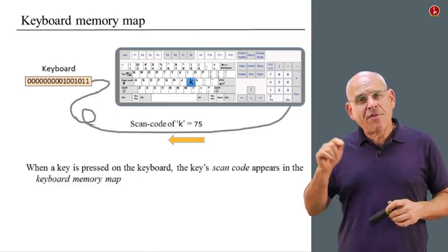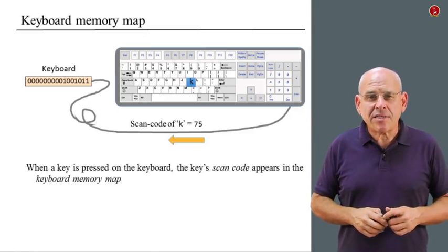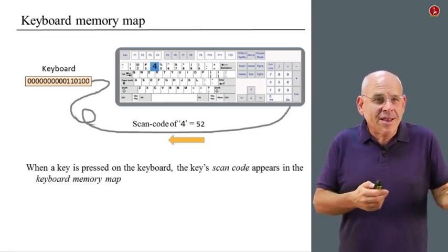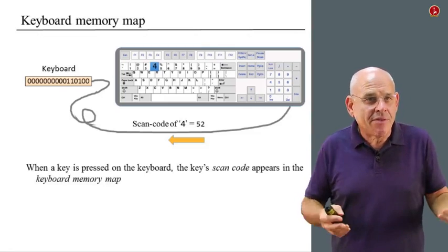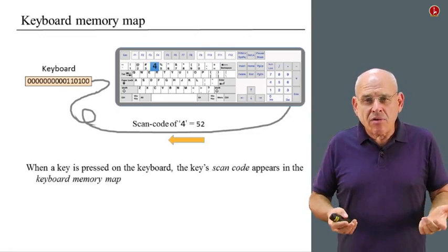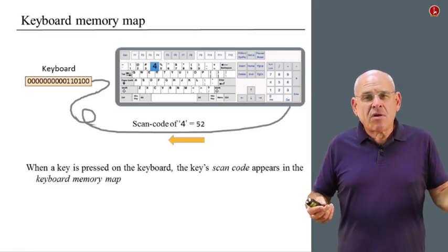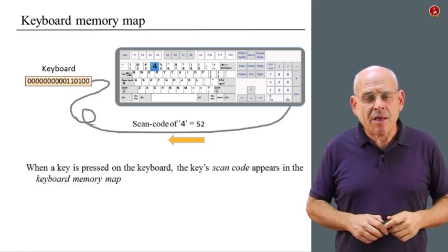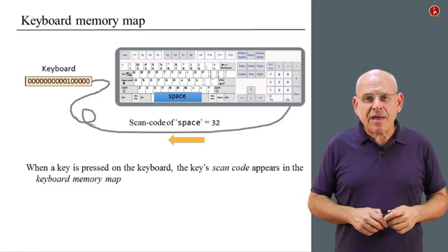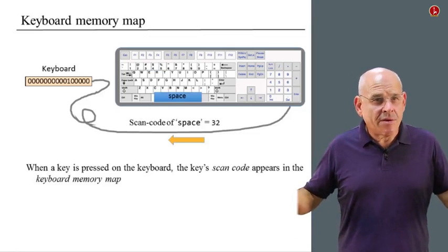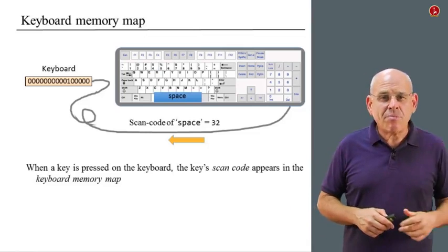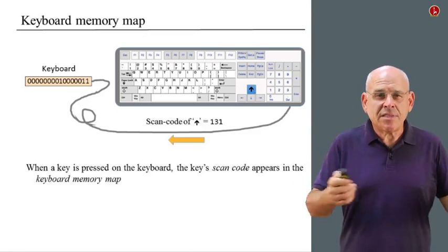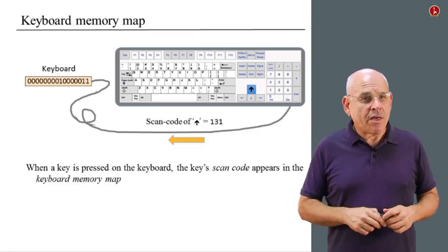All right, I take my finger off and I click something else, like 4. It's true that it's a number, but on the keyboard it's yet another symbol. So the scan code of 4 happens to be 52. So if I click 4, I see the number 52 appearing in the keyboard memory map. If I click space, which is yet another symbol, I see the number 32 appearing there. If I click up arrow, it's yet another symbol, I see the number 131, and so on and so forth.